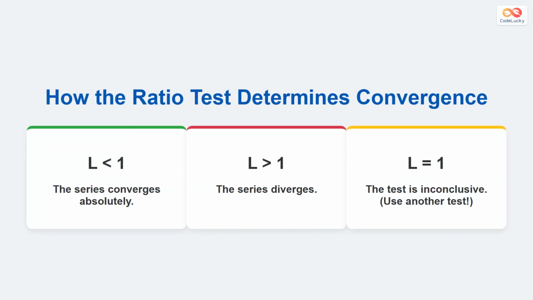The value of L tells us about the series behavior. If L is less than 1, the series converges. If L is greater than 1, the series diverges. And if L equals exactly 1, the ratio test doesn't give us an answer, and we would need to use a different test.